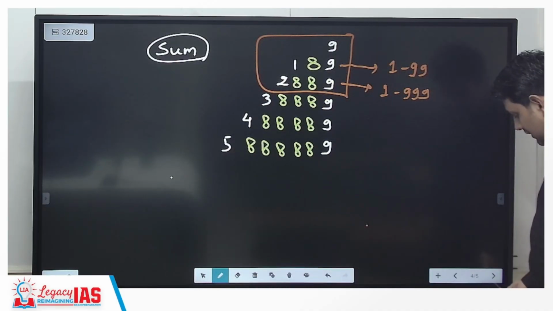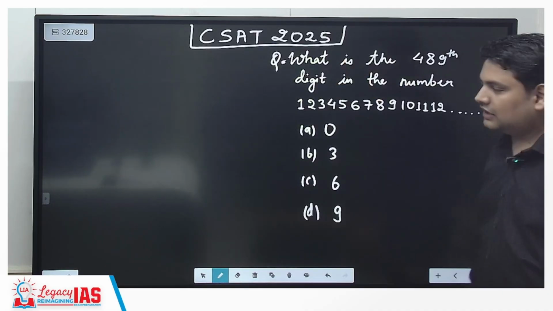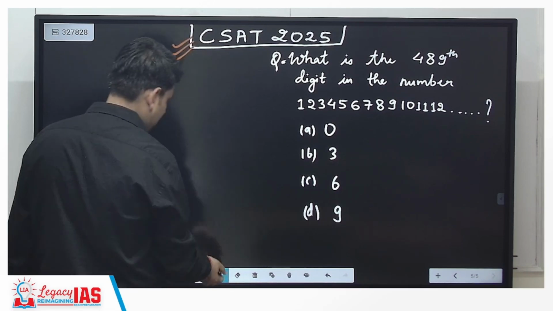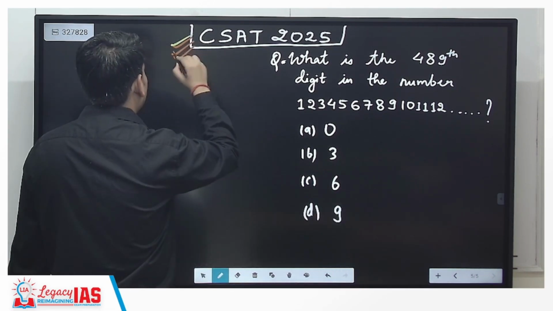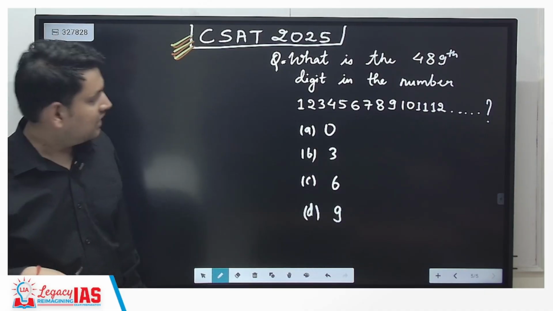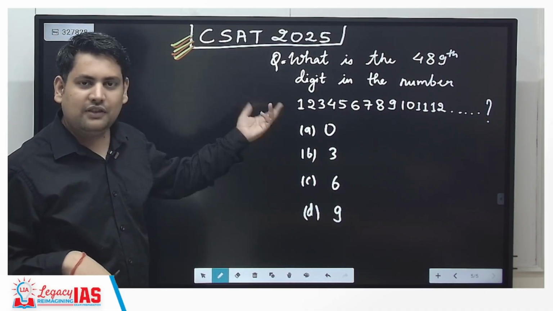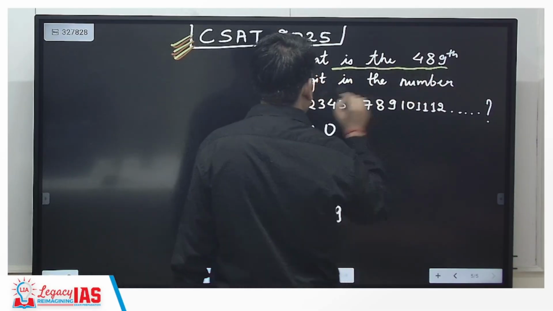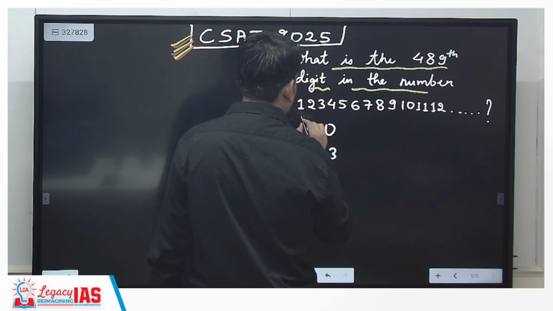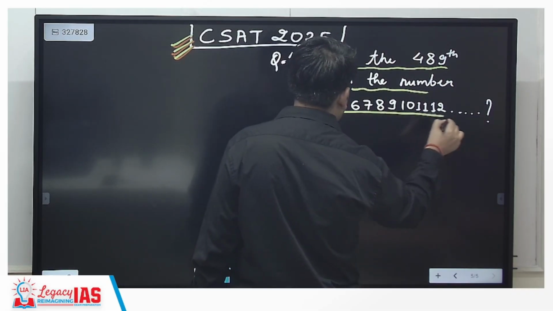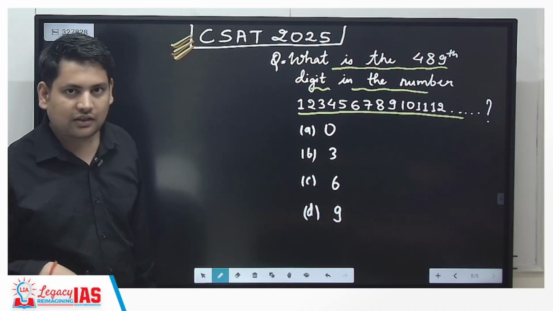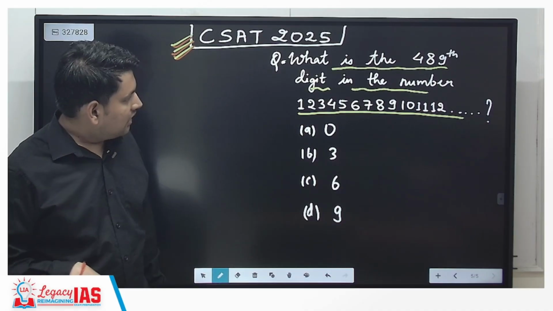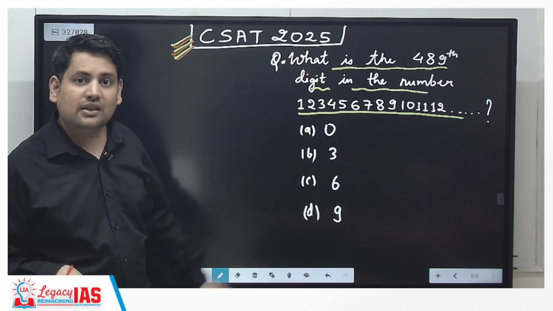Then let's see how we can use this to solve this 2025 CSAT question. Now prima facie, for someone who has not read this chapter, this will seem like a very difficult and absurd question. So the question is, what is the 489th digit in the number 1 2 3 4 5 6 7 8 9 10 11 12? Like this it has been written. In this order they have written. Now you are asked the 489th digit.